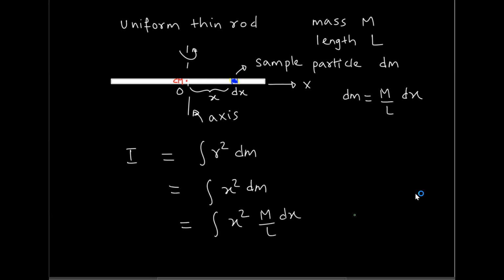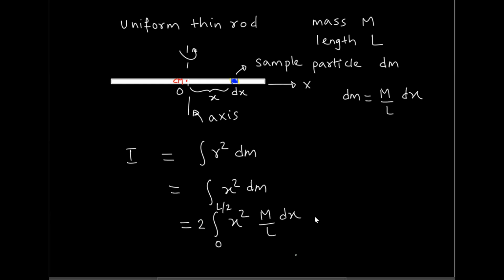Now, where will you integrate it from? 0 to L. 0 to L, but L by 2. You can integrate from minus L by 2 to plus L by 2. Or I think you know this from your calculus: if you have an even function, you can integrate from 0 to L by 2 and then take twice of it. That is also okay. So maybe we will do that then. I'll just take twice of this, and then I'll integrate from 0 to L by 2.